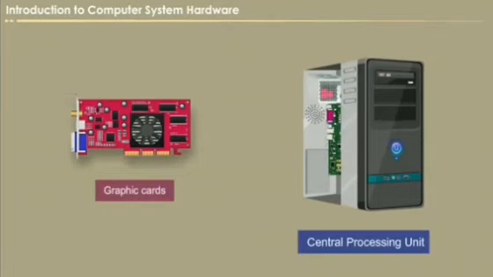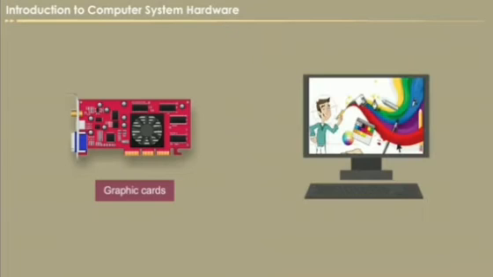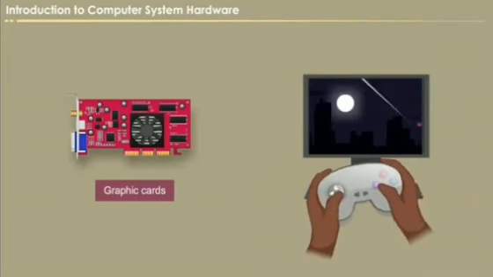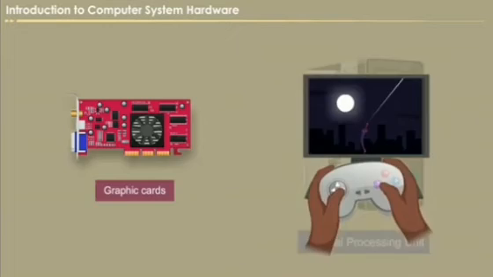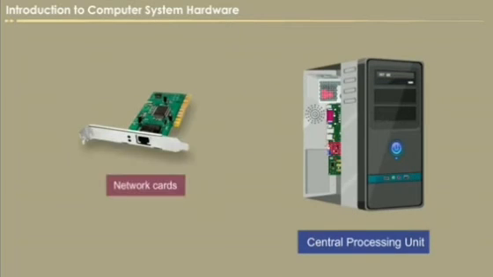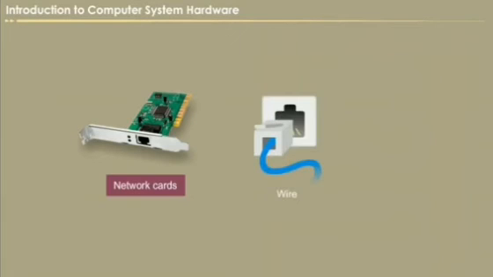Graphic cards. A graphic card is a type of display adapter or video card installed in computing devices to display the graphical data. It contains its own processing unit and memory. Network cards. This allows the computers to connect together in order to communicate with each other. Network cards are connected via wire or wireless.